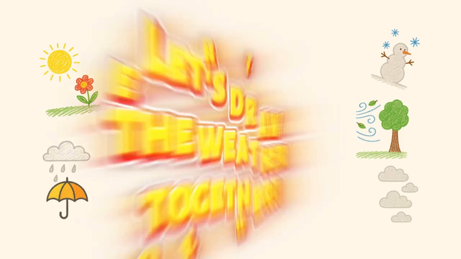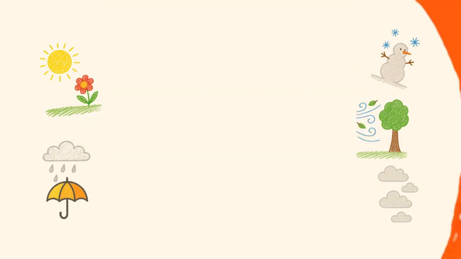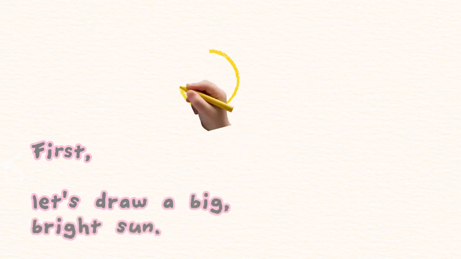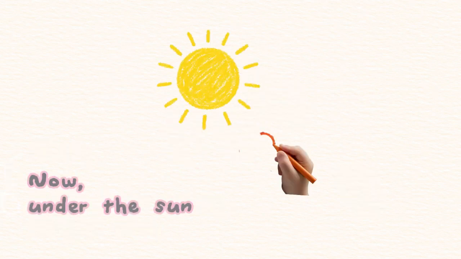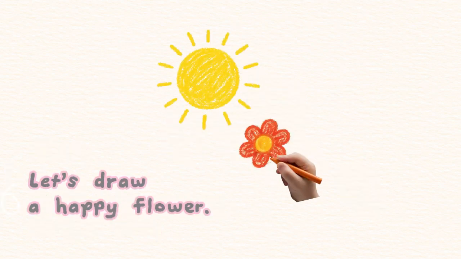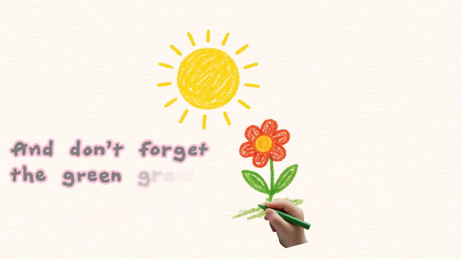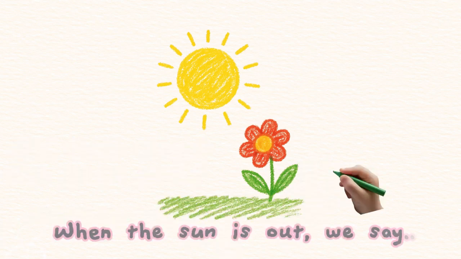Hi, my friends. Let's draw the weather together. It's time to draw something sunny. First, let's draw a big, bright sun. Now, under the sun, let's draw a happy flower, standing in place. And don't forget the green grass. When the sun is out, we say, sunny.